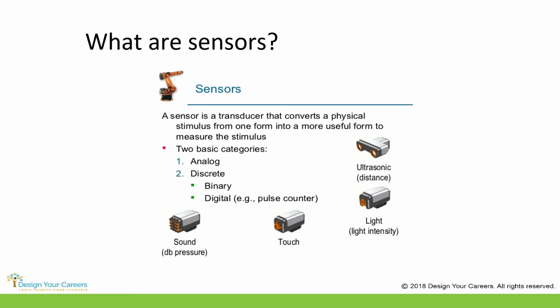And before we get to actually implementing these sensors, what really are sensors? Simply put, a sensor is something that gathers data from a physical stimulus. In fancy electrical engineering terms, it's a transducer that converts a physical stimulus into an electrical stimulus, and it has 2 separate categories, analog and discrete, or digital.